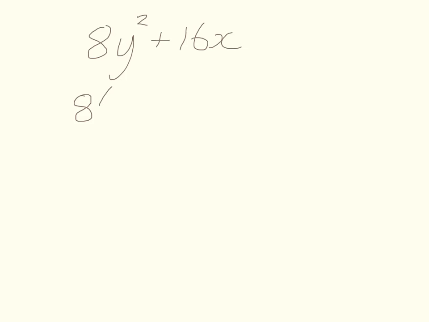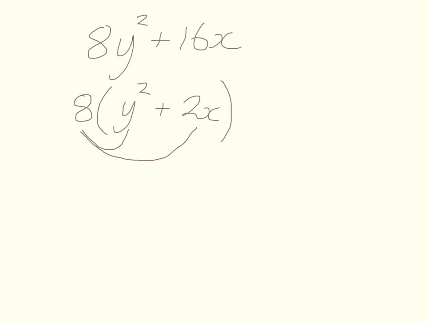I'm going to open a bracket. 8 times what gives me y squared? Well, just y squared. And 8 times what gives me 16x? Well, plus 2x. So if I do 8 times y squared, I get 8y squared. And if I do 8 times 2x, I get 16x. So you can check that you've done this right because you know how to expand brackets.